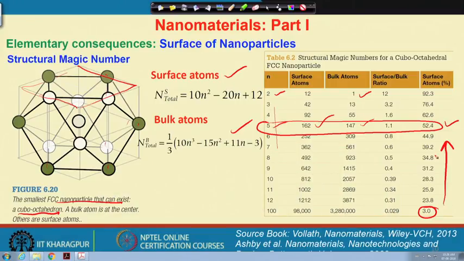So, at a very finite and large scale almost 3% is there, but if we reduce the size and go to a smaller scale, then the majority of the atoms are present on the surface only. And these are the very basic elementary consequences of a nanoparticle.